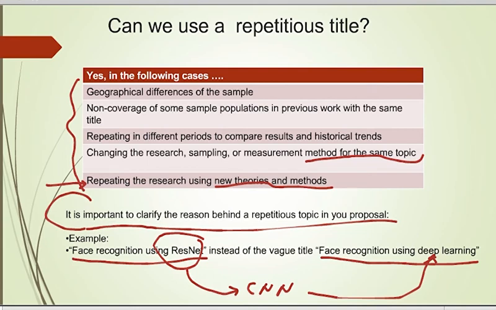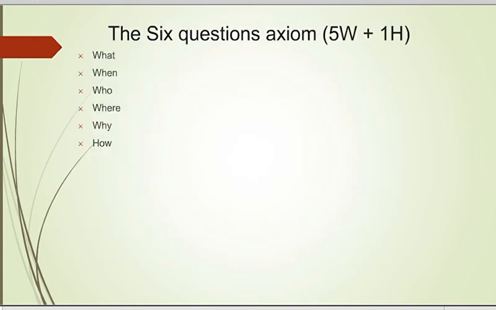So ResNet is a type of CNN, which is a kind of deep learning network. But maybe they used AlexNet or another type of CNN. This way you differentiate. You can also use the same title, face recognition using deep learning, but then inside your paper you need to clarify the difference.